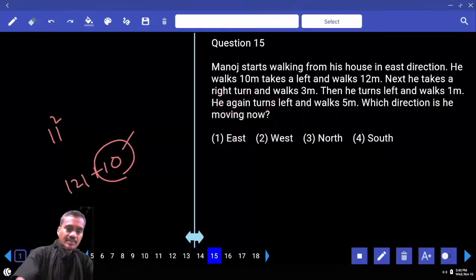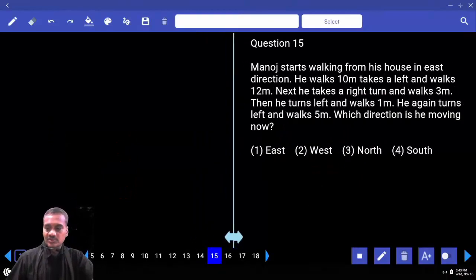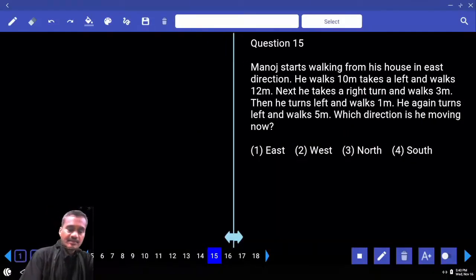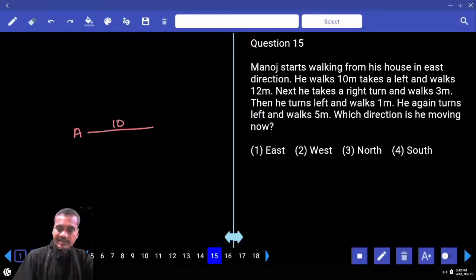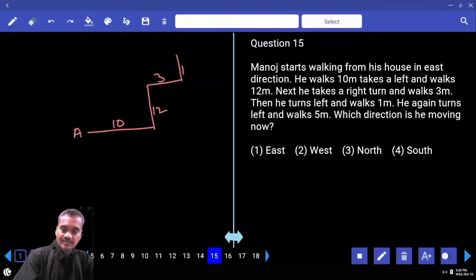Then the 15th one. Mano starts walking from his house in east direction. This is the starting point. From here first he travels 10 meters, takes left and walks 12 meters, and next right hand side and walks 3 meters, and then he takes left and walks 1 meter, and he again turns left and walks 5 meters.